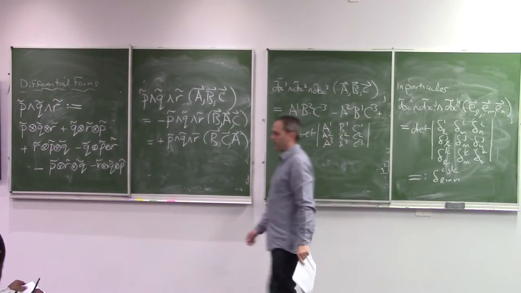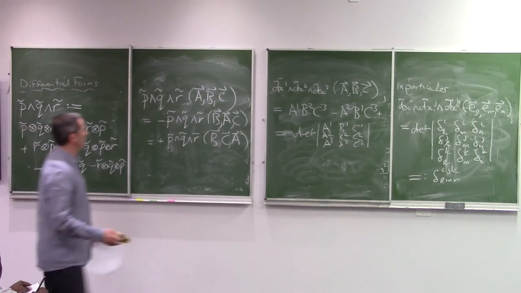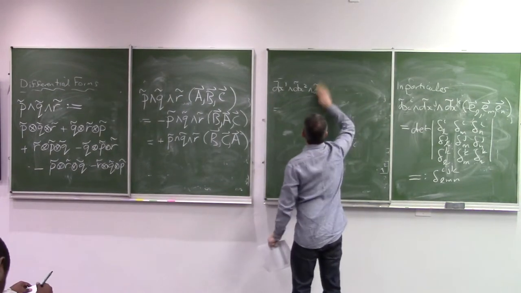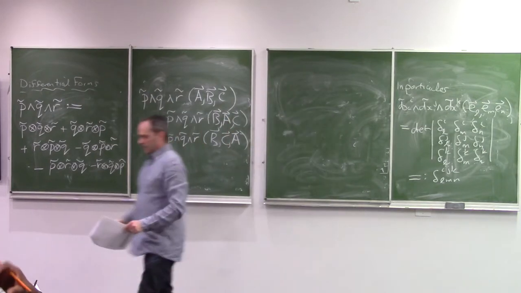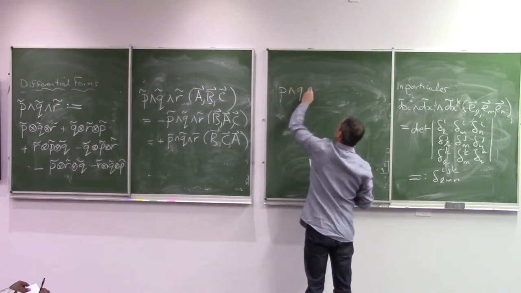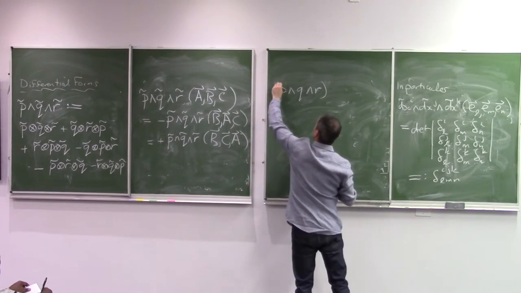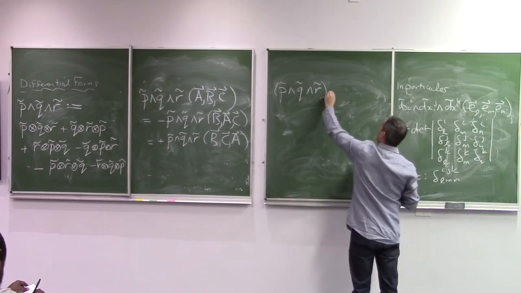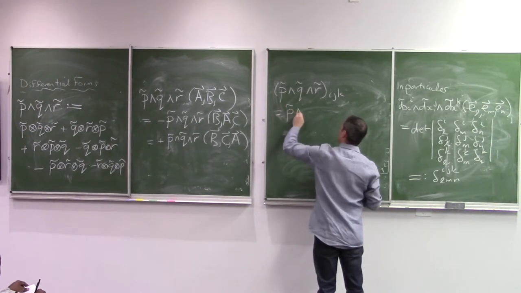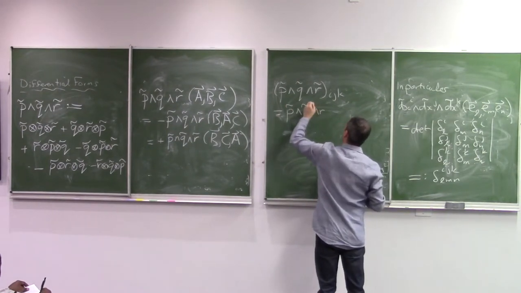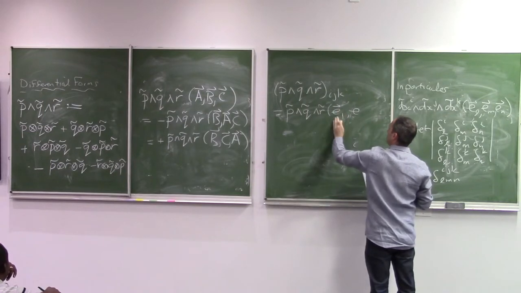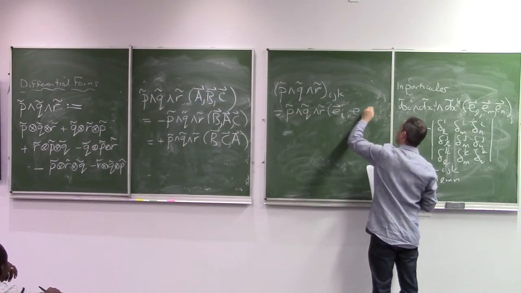Okay, etc. Right, so if I want to find the components, maybe you can check this afternoon. So remember how we define components. Okay, so if I want to find the ijk component, that's going to be equal to what I get when I take this form and give it e_i, e_j, e_k.